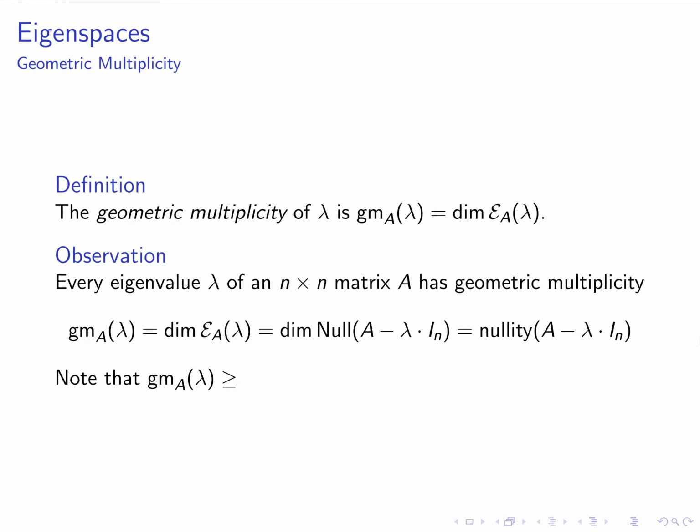And of course, one thing we know about geometric multiplicity, therefore, is that at minimum it has to equal 1, because by definition, to say that lambda is an eigenvalue is to say that A minus lambda times the identity is a singular matrix and therefore has minimum nullity equal to 1.